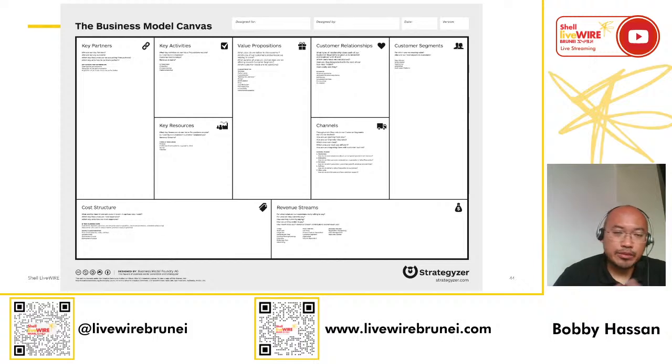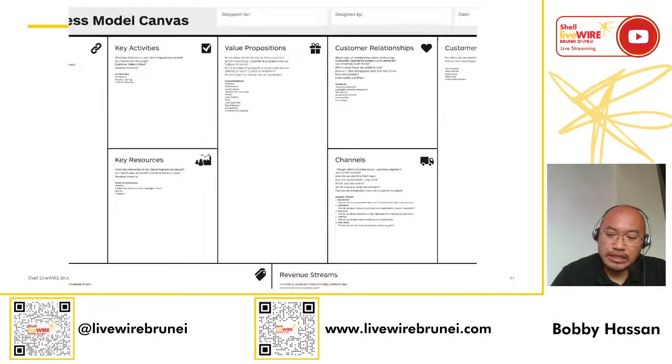So if you've learned about the business model canvas, then this is more of a revision. But if you haven't, we also have a masterclass on the business model canvas. Once that comes up, you can sign up for it. Okay, so now let's look at each part individually.